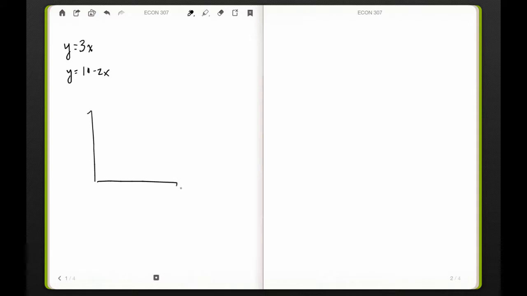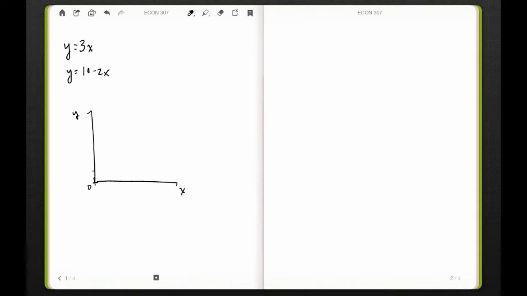So I'm given these two equations, and I'm asked to graph them and to show on the graph where a solution might exist. So I'm given that y is equal to 3x and also y is equal to 10 minus 2x. The two unknowns are y and x. And so I'm just going to graph these guys. And I'm going to use this positive quadrant because in economics, most of the variables we deal with are positive in nature.